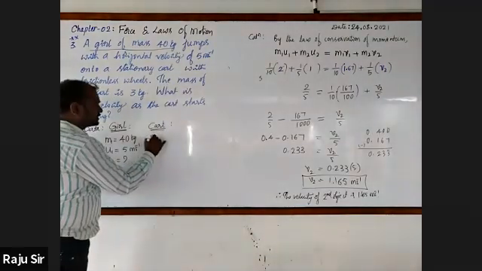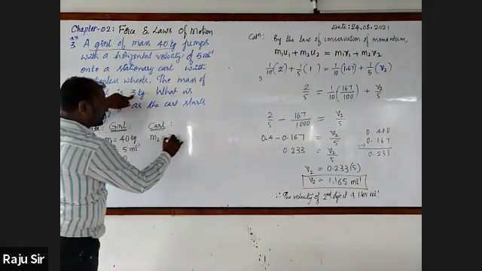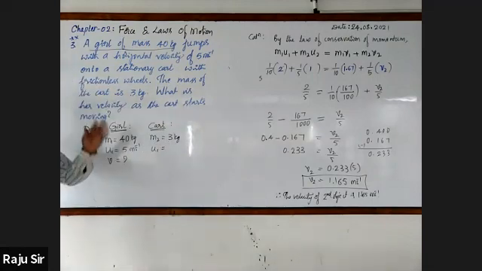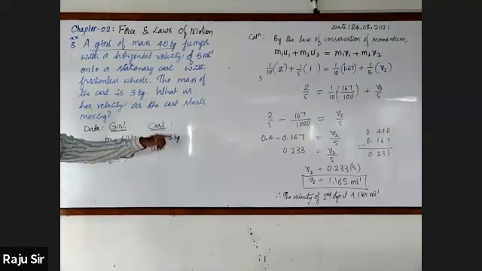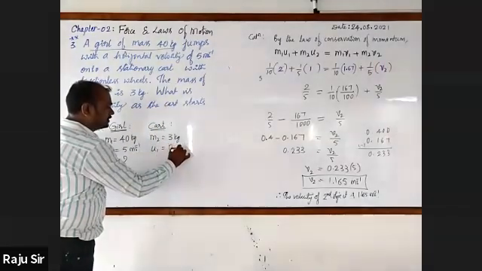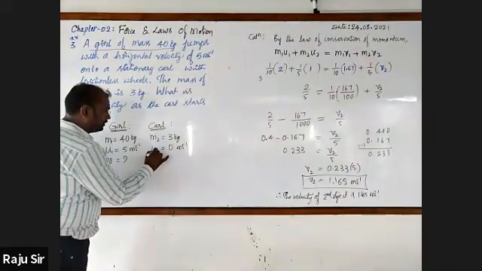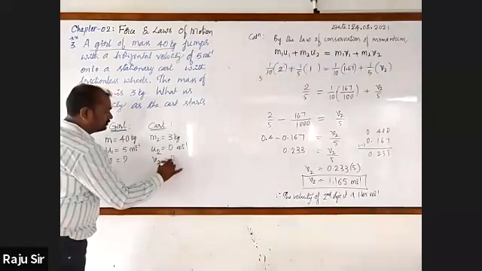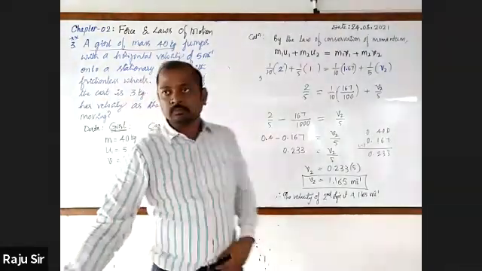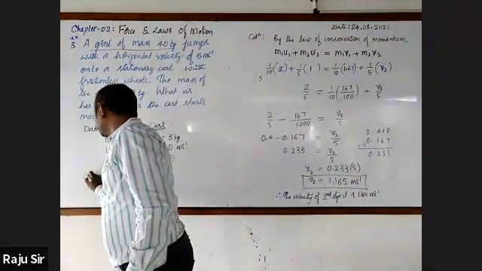And the second item is the car. What is the mass of the car? 3 kg. Right. What is its initial velocity? 0, because she jumps on the cart which is at rest. u is 0 meters per second. And V2 is unknown. Unknown, to be calculated.